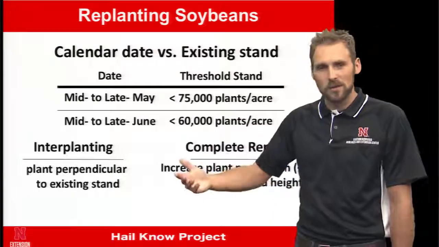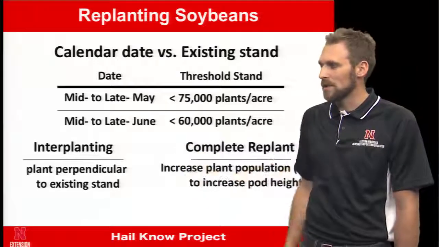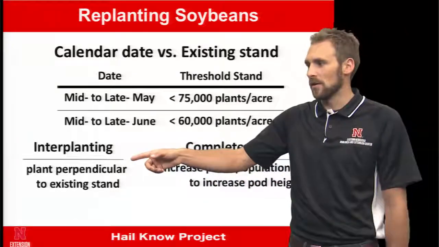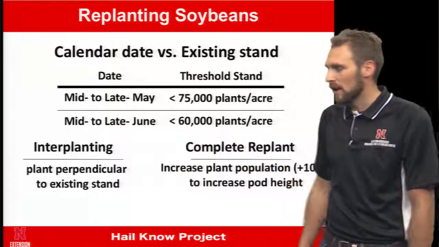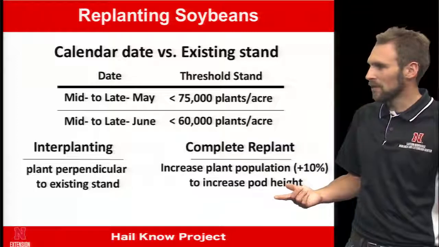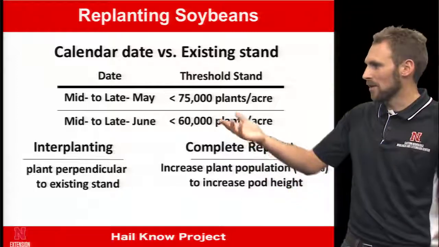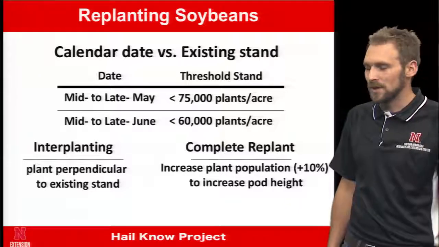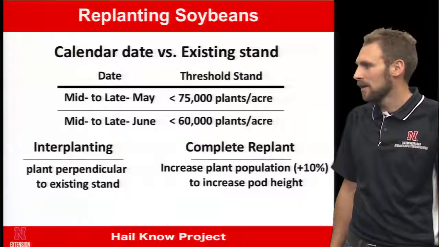Interplanting, if you're going to do some interplanting, want to bump up your populations. It's still early in the season. You can plant perpendicular to your existing stand is probably the best way to do that rather than trying to plant with it. And then complete replants, depending on the time, you're talking mid to late June. You might want to bump those plant populations to increase some plant height out there.